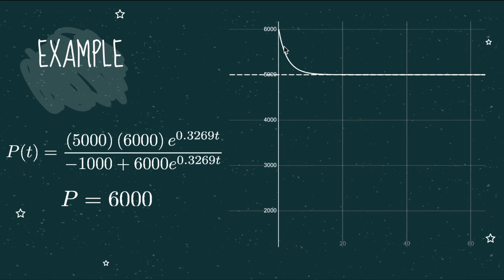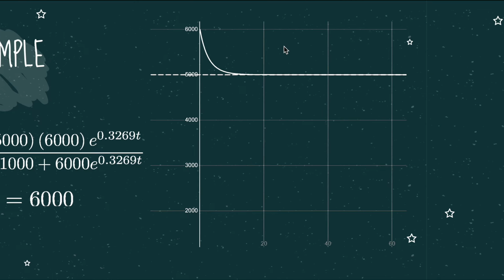So you can see that since the environment doesn't have enough materials to sustain 1,000 of those 6,000 deer, eventually 1,000 of them are going to die inevitably because there is not enough resources for them to live off of. And then we're just going to kind of level off at 5,000 again as time goes to infinity.